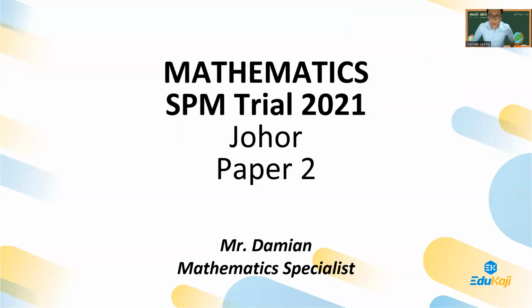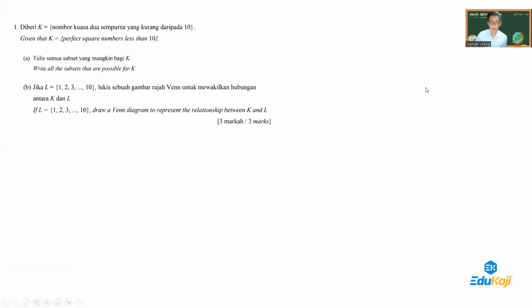Alright, so let's look at the Johor SPM Trial paper for Mathematics paper 2. If you look at question 1 here, I want to write all the subsets possible for K. K is the perfect square numbers less than 10. Let's list out the elements in set K first. Perfect square numbers less than 10: 1 squared is 1, 2 squared is 4, and 3 squared is 9.